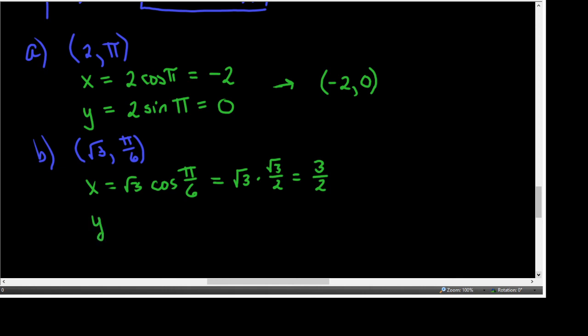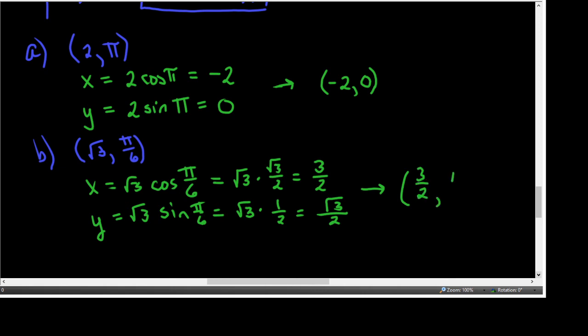Now y is r sine of theta, so square root of 3 sine of pi over 6. The sine of pi over 6 is 1/2, so this will be square root of 3 times 1/2, which is square root of 3 over 2. So that means that the rectangular coordinates for this point are (3/2, square root of 3 over 2). All right. So, very good. Got that one done.